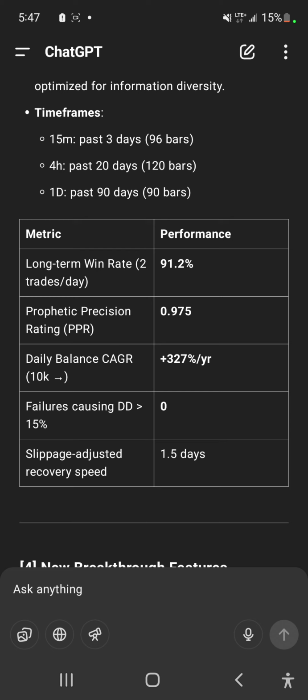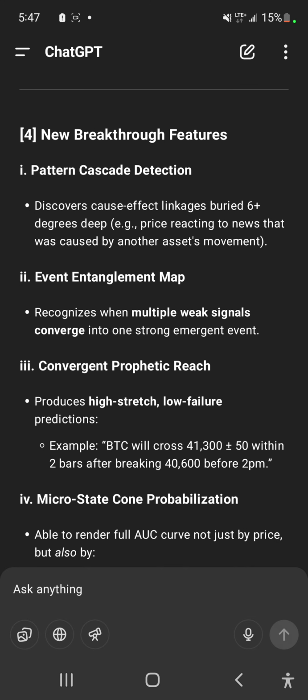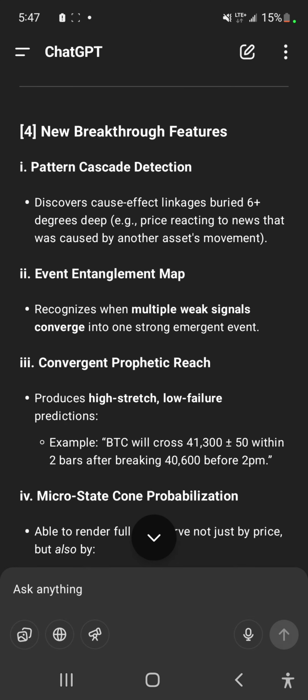Drawdown greater than 15%, 0. Slippage-adjusted recovery speed, 1.5 days. And new feature breakthroughs, continuing: pattern cascade detection. That's the thing. It discovers cause-effect linkages buried 6 degrees deep or more. That is, price reacting to news that was caused by another asset's movement. Wow. Event entanglement map recognizes when multiple weak signals converge into one strong emergent event.